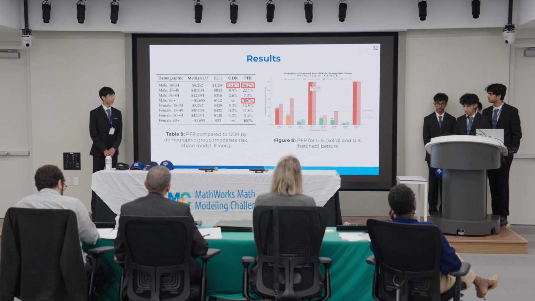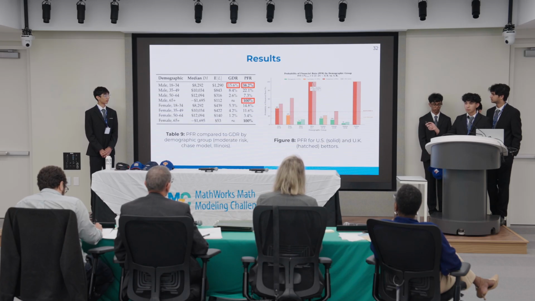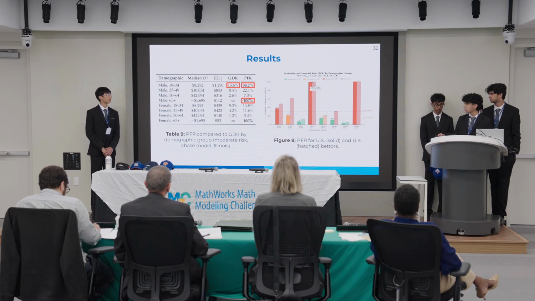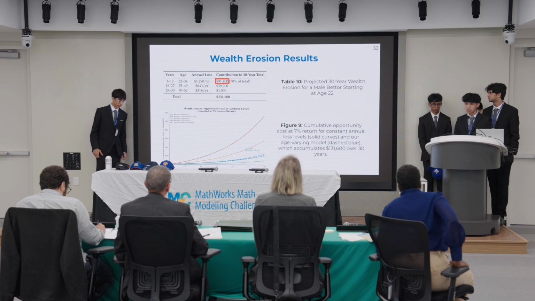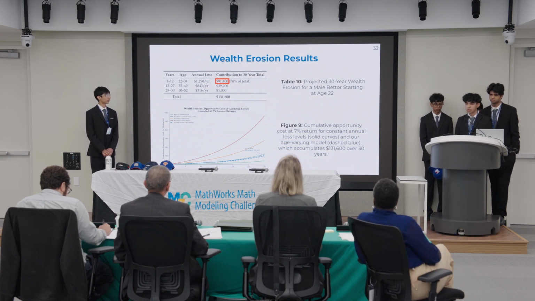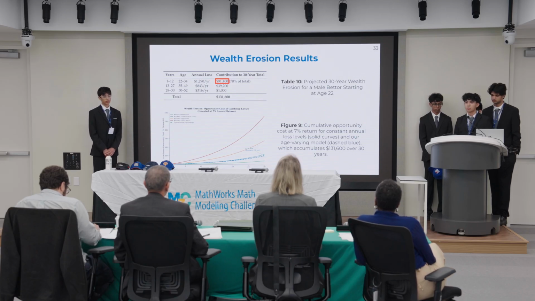Now for the results of the PFR model. Look at males 18 to 34. By just the GDR, we'd say that only 15.6% were in a dangerous position. But the PFR shows us that that number is closer to 38.2%, more than a third. And look at the results of the wealth erosion model. We see that a moderate bettor starting at age 22 accumulates nearly $131,000 in opportunity costs over 30 years. That is 7 times the median retirement savings for Americans.